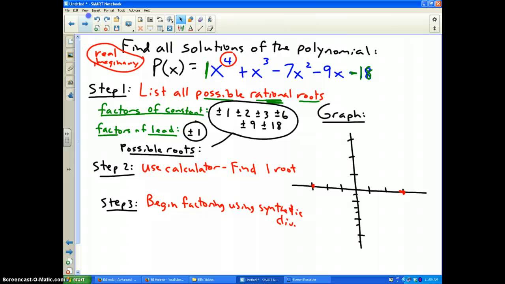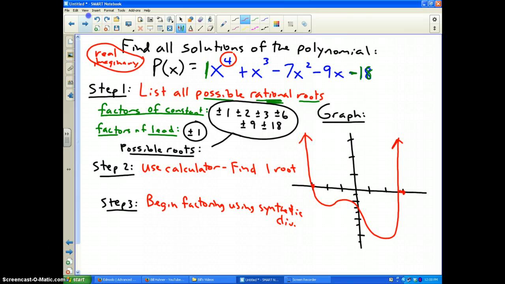Okay, so now step 2, we got to use our calculator and find one of the roots. If you go to your calculator and type this equation in, you will get a graph that looks something like this. It appears that there are 2 rational roots. It appears one is at negative 3 and one appears to be positive 3. They're both in our possible solution list. So let's pick one and try it.